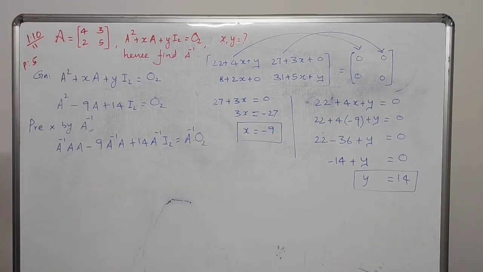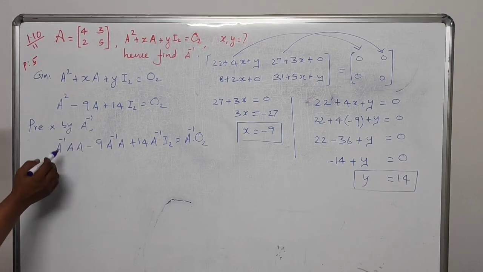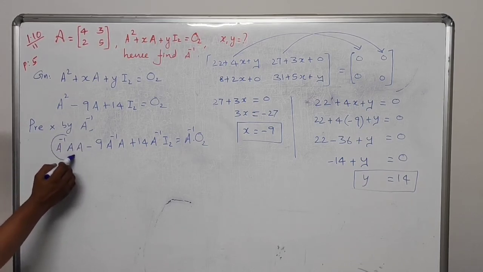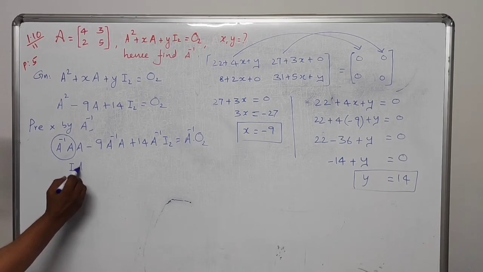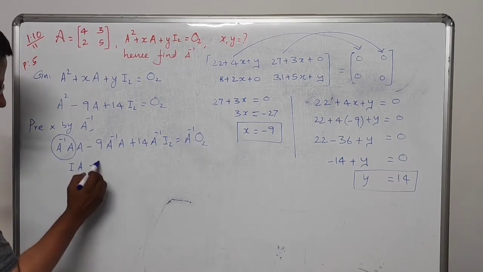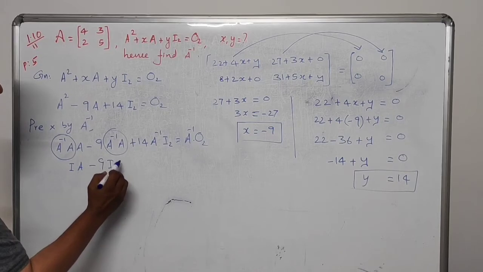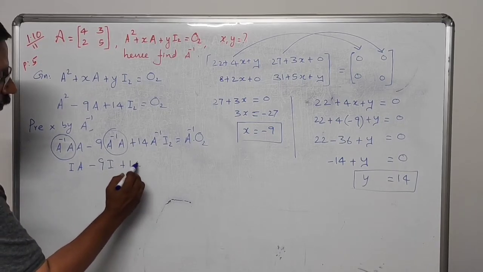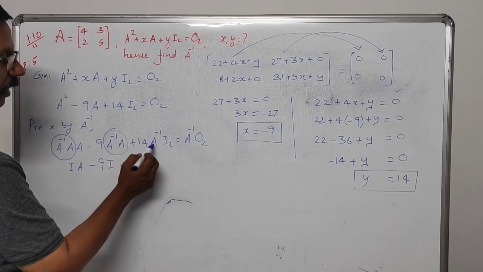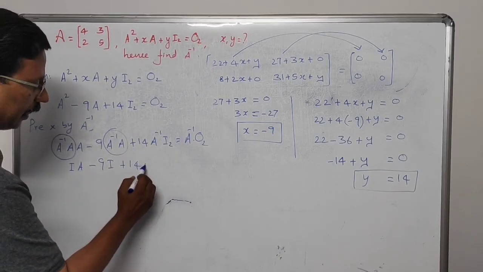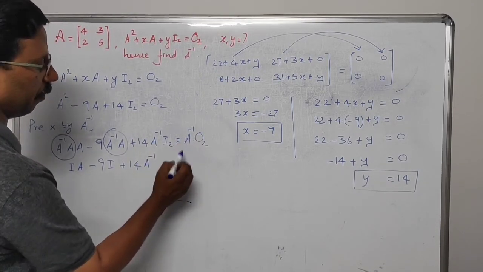Now, here we know very well matrix multiplication is always associative. Therefore, we can associate these two. A inverse into A gives I, into A, minus 9 times, again this equal to I. Then plus 14. If you multiply any matrix by identity matrix, the result is the same matrix. Therefore, you can get A, and A inverse into 0 is equal to 0.